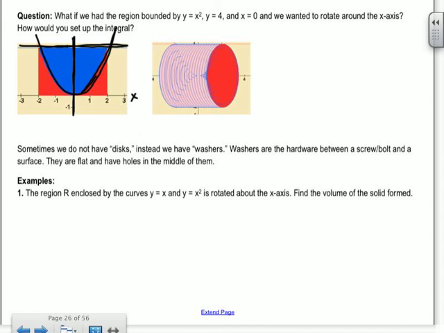We wanted to integrate with respect to x. Okay, so we're taking this piece. Okay, and you're integrating with respect to x. They didn't really draw this picture quite right. Okay, so if you're rotating around the x-axis, what happens?